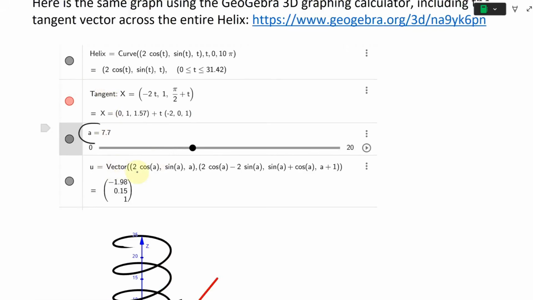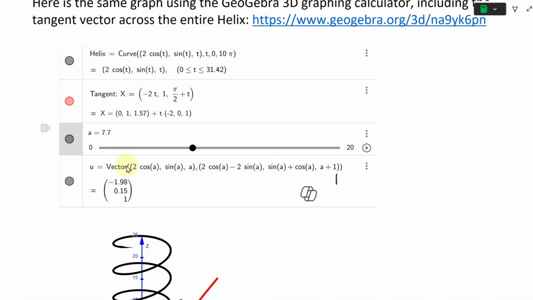I would set the variable a, and then I would have the vector from the beginning point and the end point. So that's the beginning, this is from here to here, and then the next one is the ending point, where I would have to add. For the beginning, I would just put in the helix parametric equations, but replace t with a. So 2 cosine a, sine a. That's just this part here.